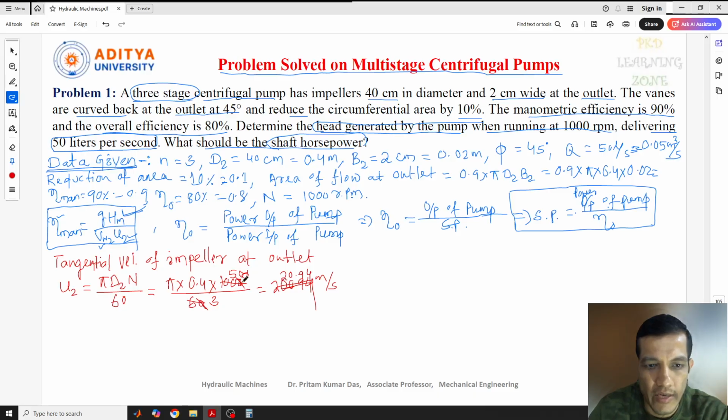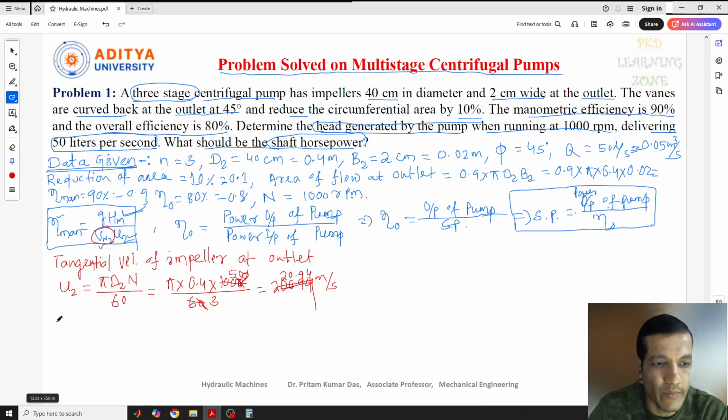Okay, so some confusing, the value is very small here, though we are multiplying here, this zero was not seen properly to me. So actually 1000 it is. Okay, so anyway, we got the value of u2. Now the next target for us is vw2.